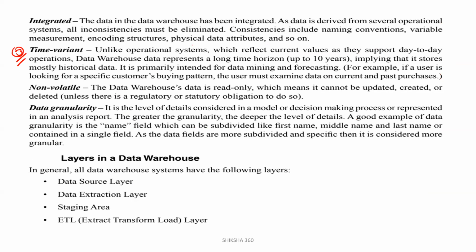Unlike the operational system, which reflects the current values as it supports day-to-day operations, data warehouse data represents a long time horizon, basically up to 10 years, implying that it stores mostly historical data. It is primarily intended for data mining and forecasting. Like if a user is looking for a specific customer buying pattern, the user must examine the data on the current and the past purchases.